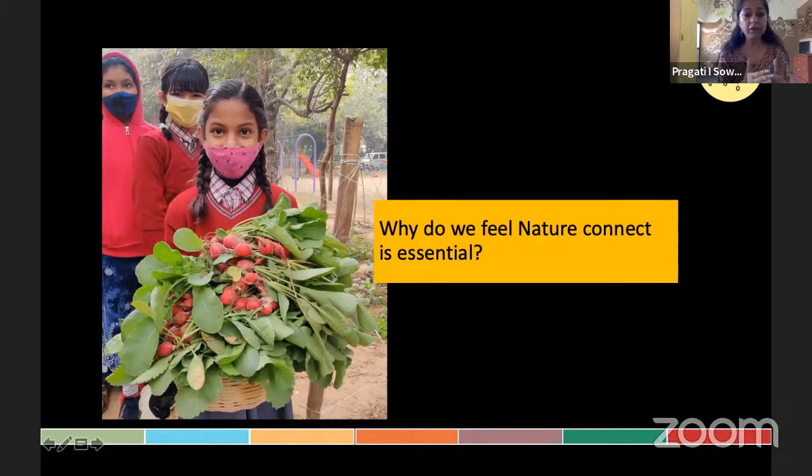Because the objective of today's workshop, today's session, is to really understand the need and the importance of staying connected with nature. And where are the gaps? Where are we missing the nature connect? So if we start from the beginning, first of all, our own feeling, our own understanding: do we feel that staying connected with nature is important? All of us feel it is important. Let's also reflect on why it is important to stay connected with nature.